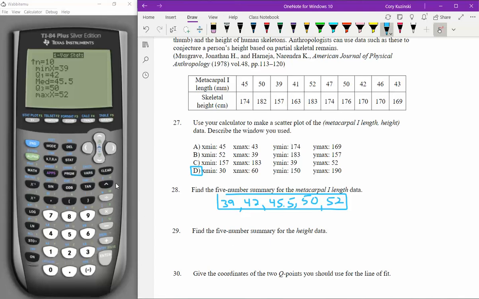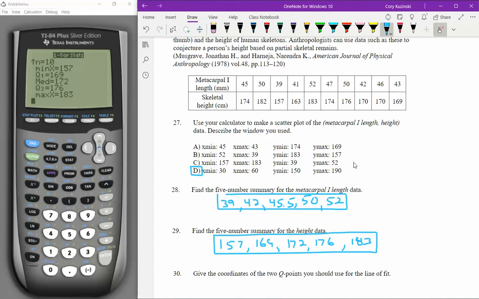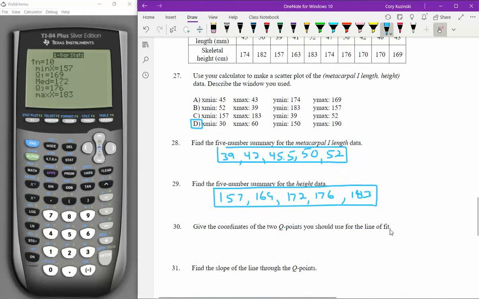All right, 5-number summary for the height. Let's run one variable stats again, but this time for list 2. Scroll down to the bottom. There's our numbers: 157, 169, 172, 176, and 183. Again, our Y minimum and Y maximum for our window, smaller than the 157, bigger than the 183.